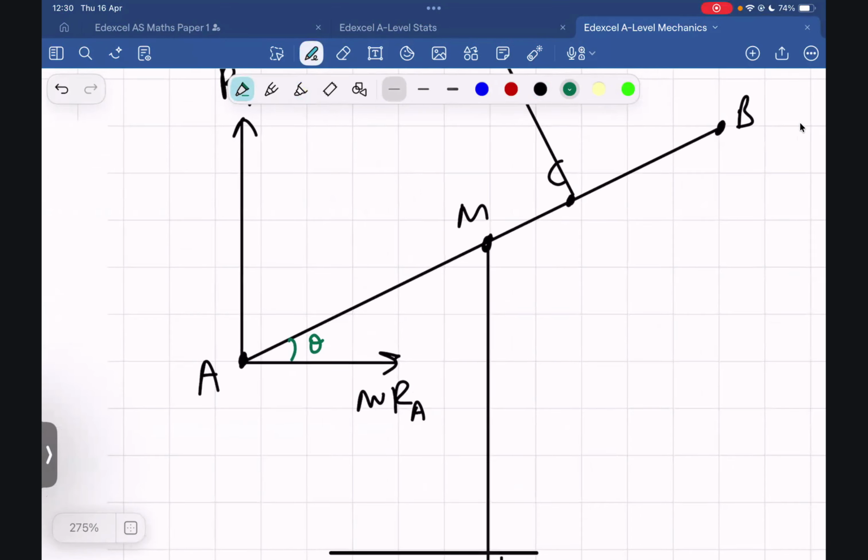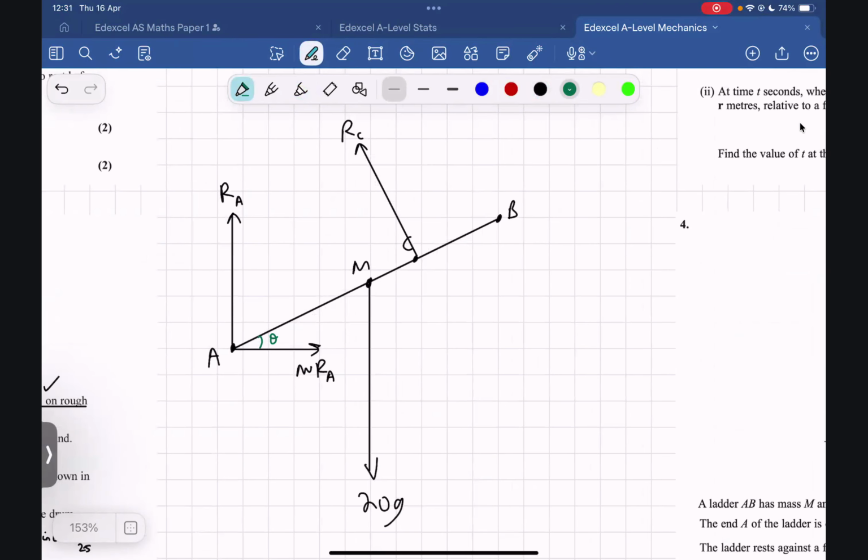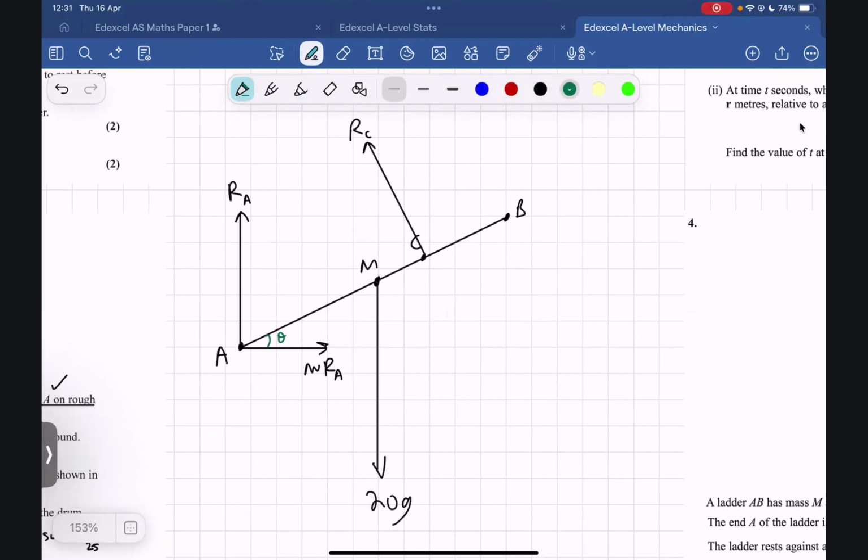I'm going to go to every force. These are theta. Theta, theta, theta. Any questions?